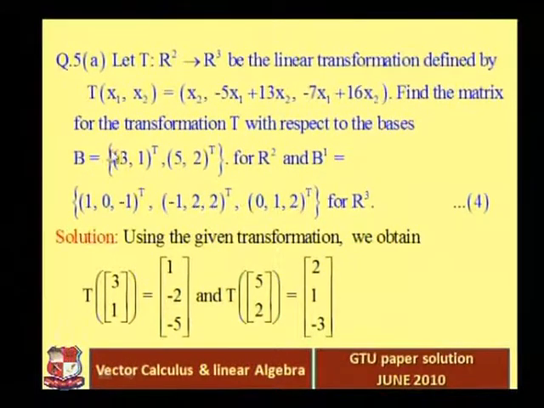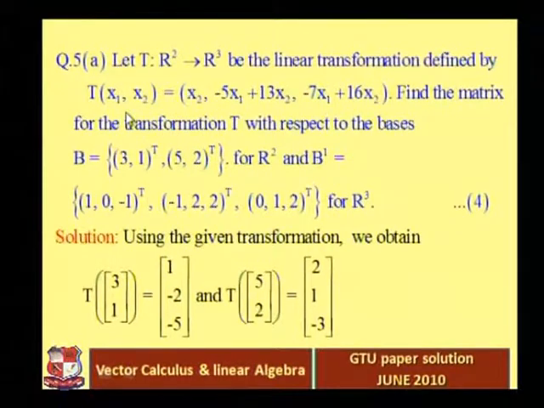Find the matrix for the transformation T with respect to the basis B, that is equal to {transpose of (3, 1), transpose of (5, 2)} for R2, and B dash is {transpose of (1, 0, -1), transpose of (-1, 2, 2), and transpose of (0, 1, 2)}. Why is transpose written here? Because we want to make them column vectors, so that's why for R3. So this is our transformation from R2 to R3.